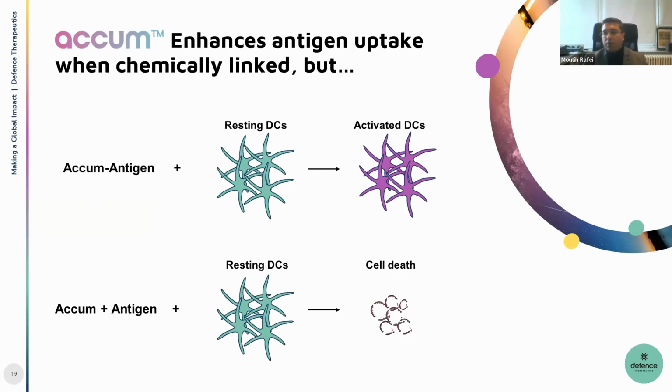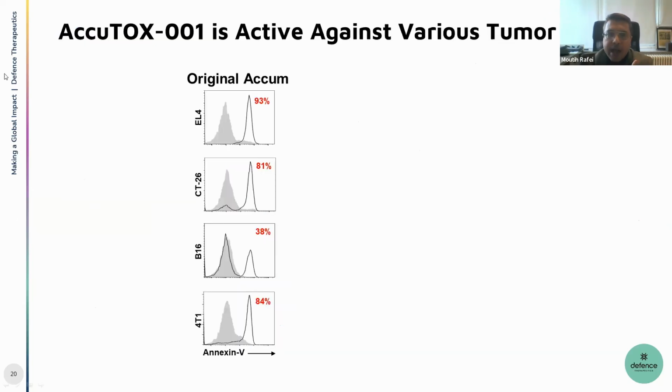We said, okay, well, can we just mix accum with an antigen added on DCs? And we ended up having cell death, which drove our attention that when the accum molecule is freely available, it is able to kill cells. And so we started wondering whether this is actually true if you apply it to different cancer cell lines, so the T cell lymphoma, colon cancer, melanoma, and breast cancer.